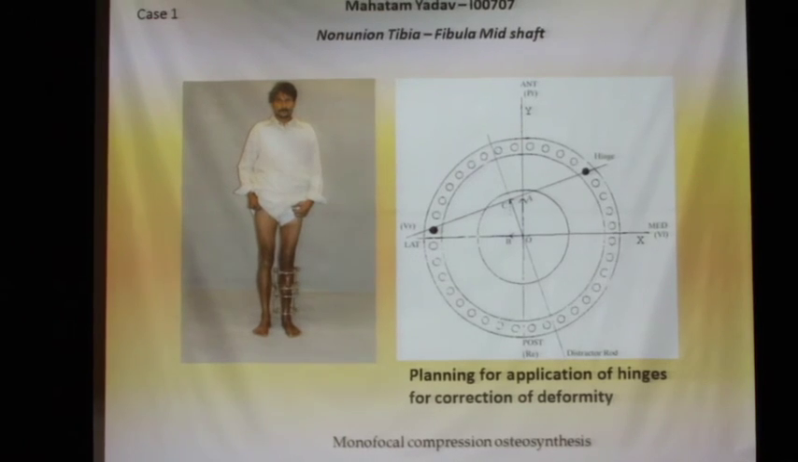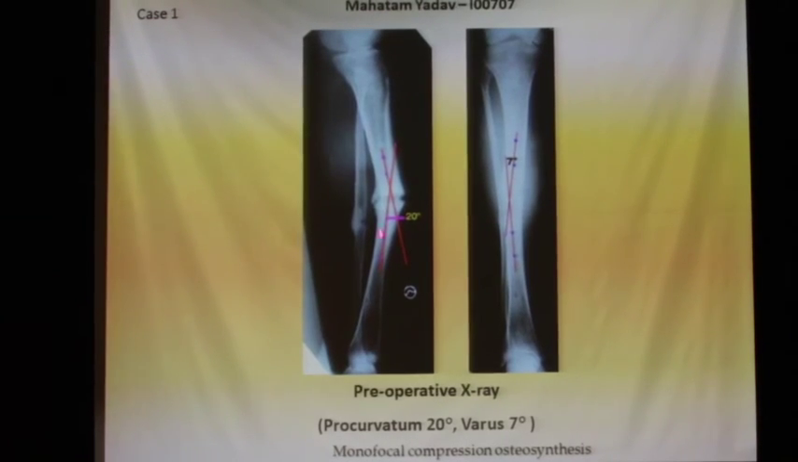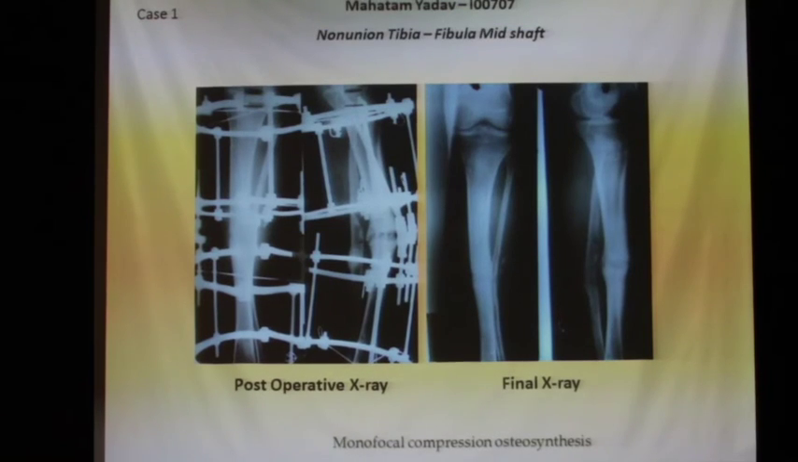For example, in this case, next, is the case of a 20 degree procurvatum and here 7 degree of varus is there. Next. So we have made the hinges like this. This is a case of non-union. We have corrected it. Finally, straight bone is there.